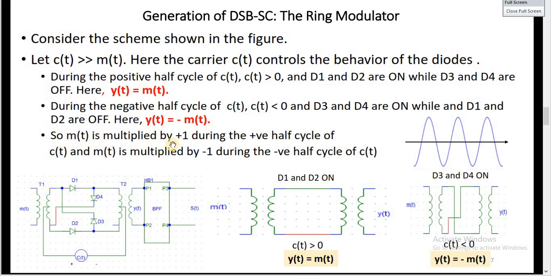So M of t is multiplied by plus 1 during the positive half cycle and by minus 1 during the negative half cycle. This is the switching mechanism where the output is either multiplied by plus 1 during the positive half cycle of the carrier and multiplied by minus 1 during the negative half cycle of the carrier. Okay? Now we will look at the mathematical model, and then we will talk about the operation of the band pass filter.